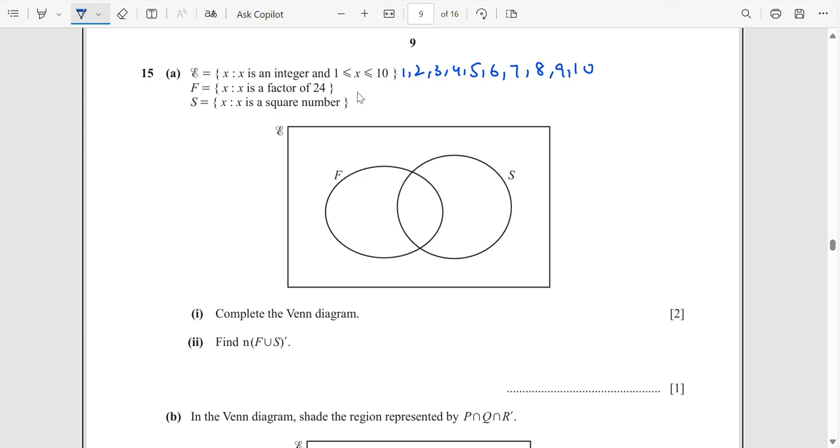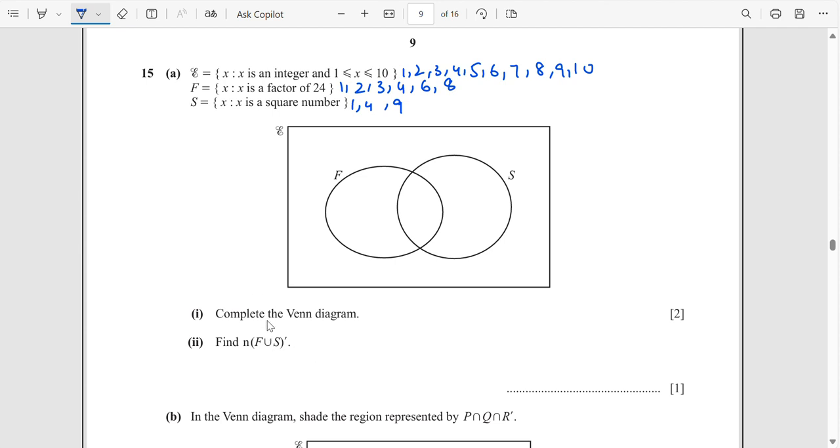So here 1, 2, 3, 4, 6, 8 are all factors of 24. And S is x such that x is a square number. So when we take their square root, we get a whole number, which is 1, 4 as the square root of 4 is 2, and 9.